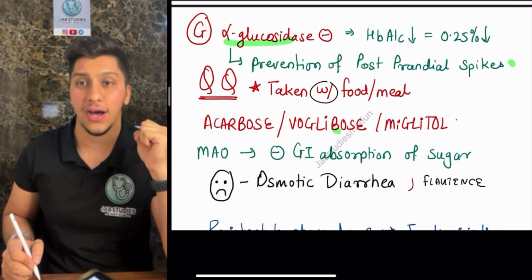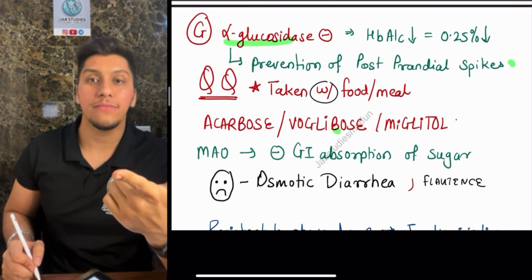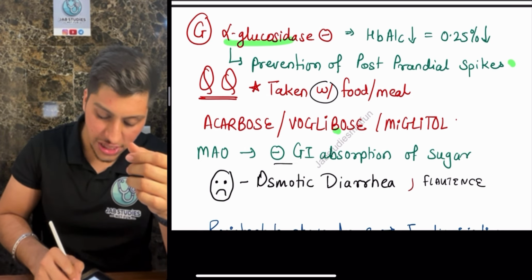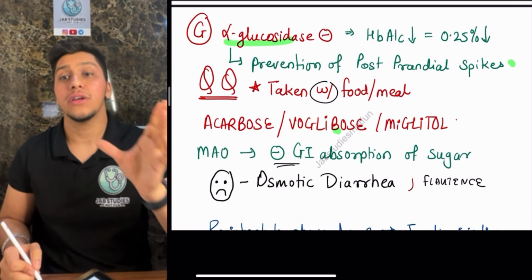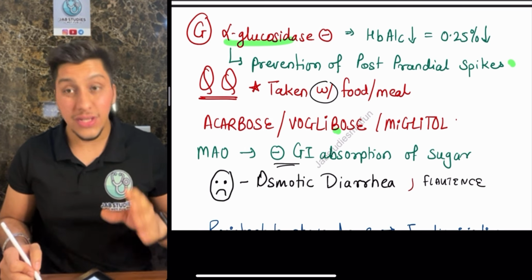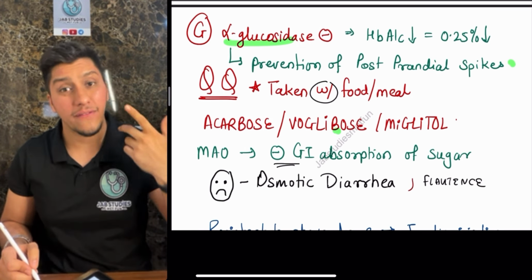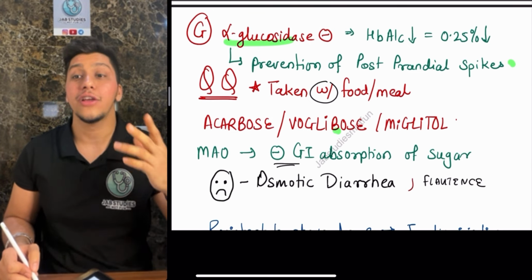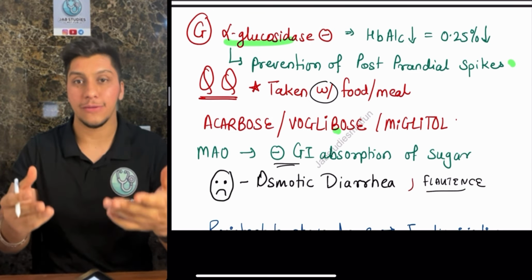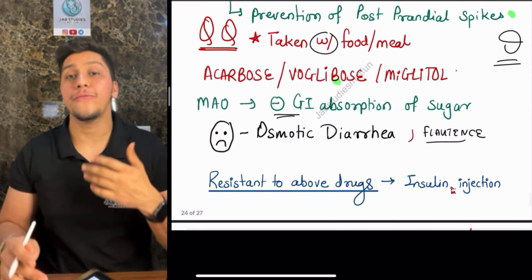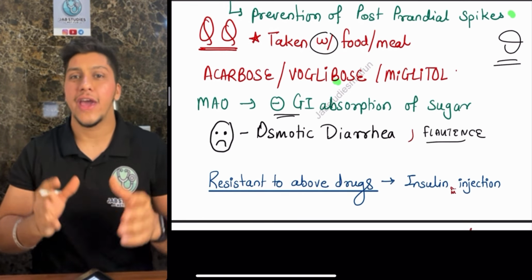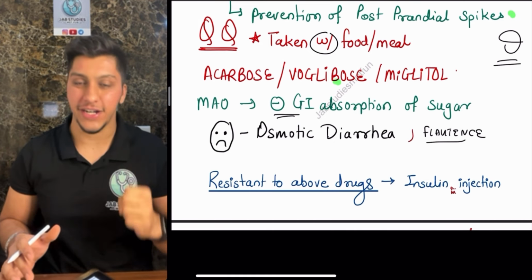Examples of these drugs are acarbose, voglibose, or miglitol. Now the mode of action, as I told you, is within the GIT, so it acts by inhibiting the GI absorption of sugar. The side effects are two. You will have diarrhea, especially osmotic diarrhea, so dehydration is common. Along with that, you will have flatulence. And if you have any resistance to the above drugs we have talked about, you have to go with insulin, and we have talked about insulin previously in detail.